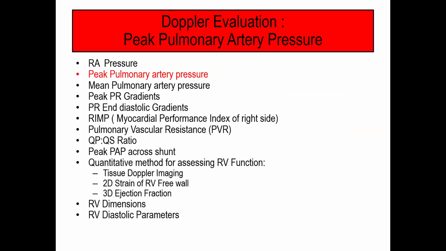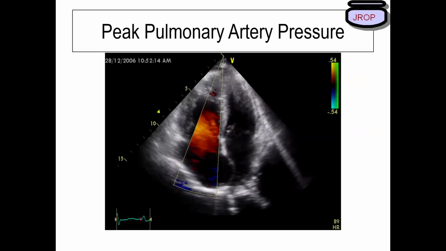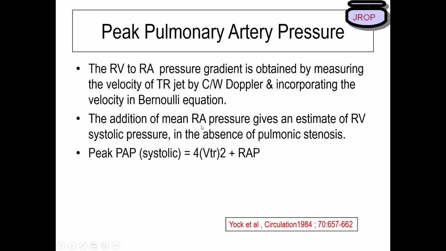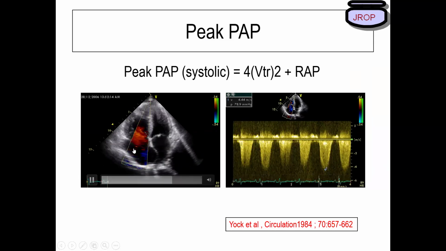Now, this is the most important thing in pulmonary artery hypertension. All of us have been using this formula for a long, long time. What do we do? We go to the 4-chamber view. We put a cursor line across the TR and derive a Doppler flow pattern. This Doppler flow pattern looks like this over here. We measure the peak velocity, which here is 4.44 meters per second, contributing to almost 79 millimeters of mercury.